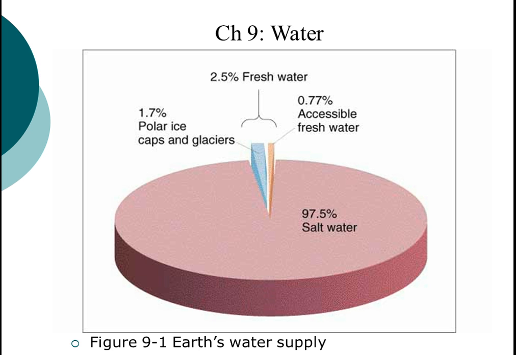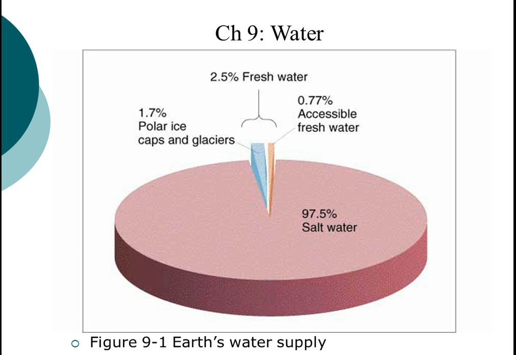Okay, chapter 9 goes into water and what our water looks like. And so something to remember is that the Earth's water supply is mostly going to be salt water, which leaves only a little bit accessible for us. And of that 2.5% that is fresh, we can't even use most of it. 1.7% is in polar ice caps and glaciers.